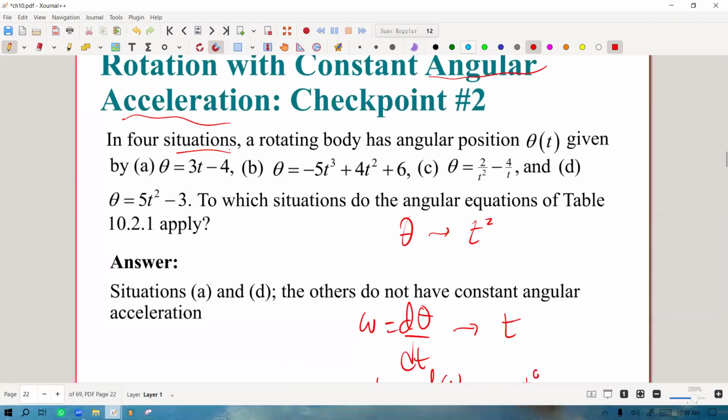This one is for constant angular acceleration. So the first one is not a quadratic equation, so the first equation is not constant acceleration. B is also not constant acceleration, since it has power 3. C also not, this one is 2 divided by t square. But D here is a quadratic equation.